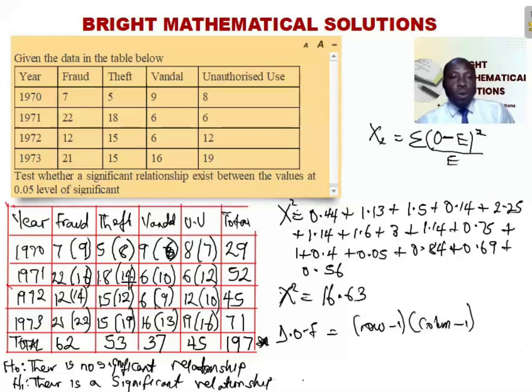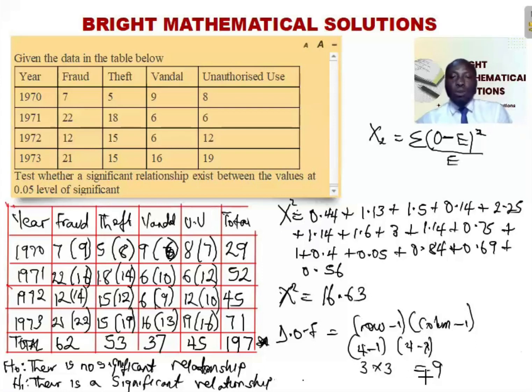So our row here, we have how many rows? 1, 2, 3, 4. So that is 4 minus 1. And the column 1, 2, 3, 4. So that is 4 minus 1. So we have 3 multiplied by 3, which is 9.